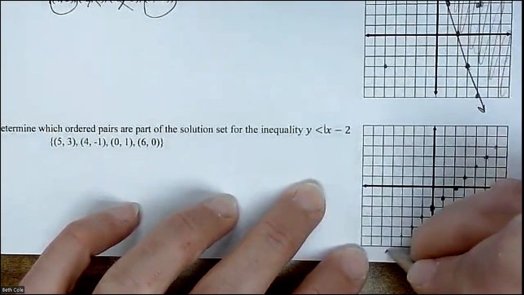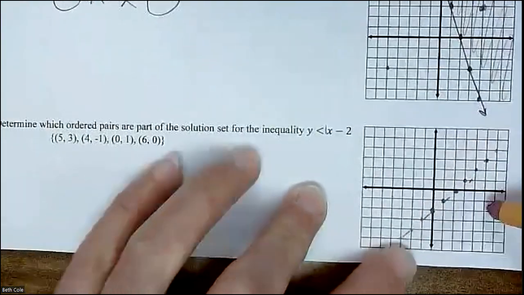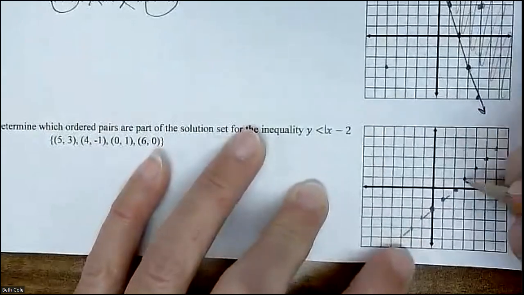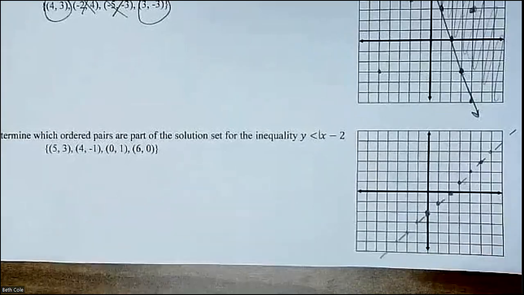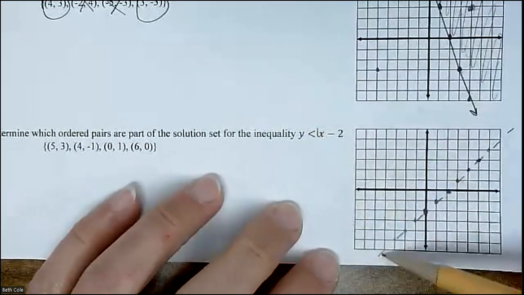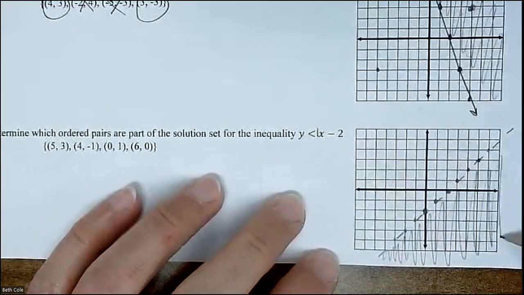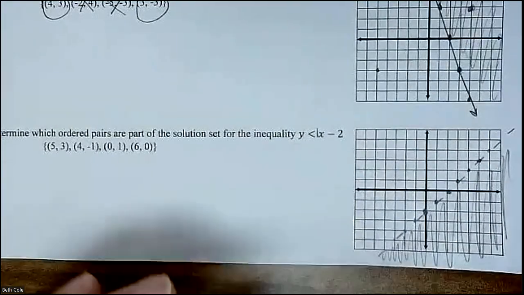And we want a dotted line because it doesn't have the equal to on it. So what that means is these points on the line don't count. So on the line doesn't count. And it says less than, so we want to shade below. Again, you can use your calculator and type it in. It'll show you this.